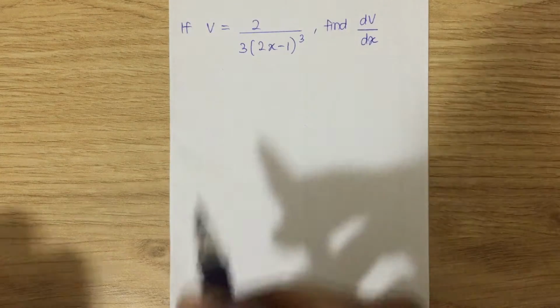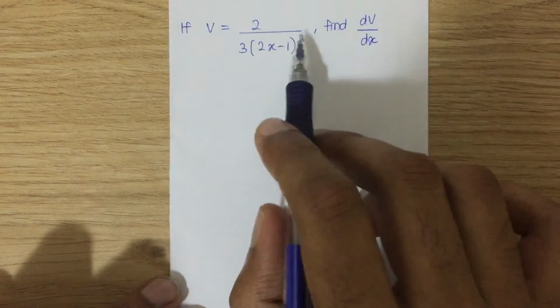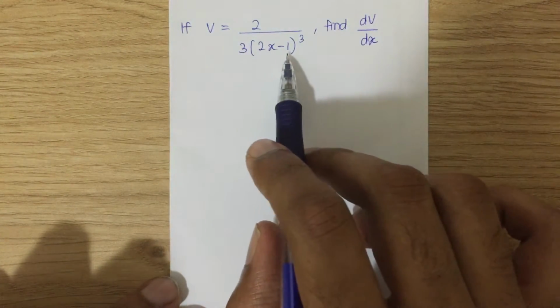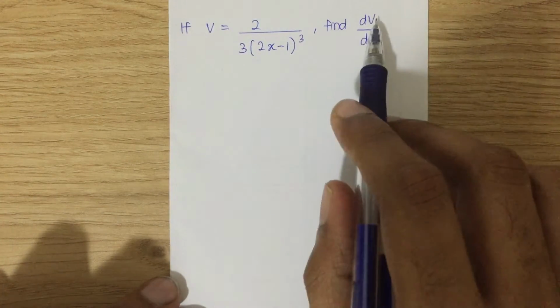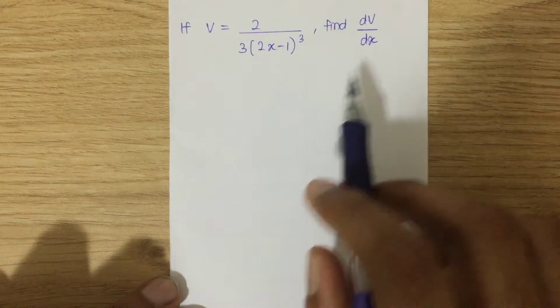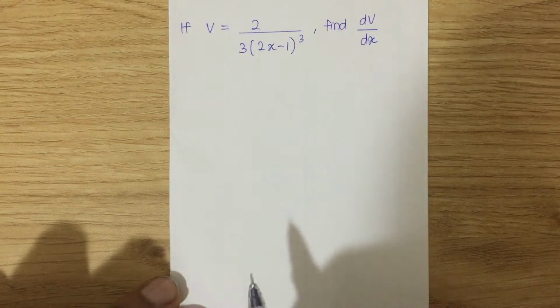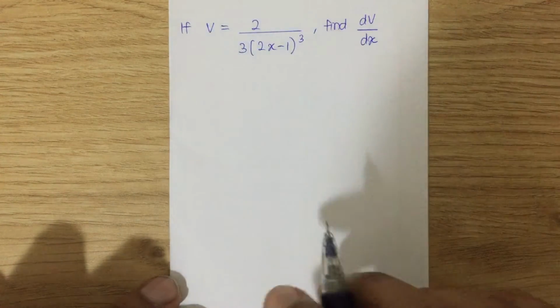Let me read the question now. If v equals 2 over 3 in a bracket (2x minus 1) cubed, find the differentiation of v with respect to x. So in this case, it's dv over dx. Okay, so without further delay, let us start to solve this question.